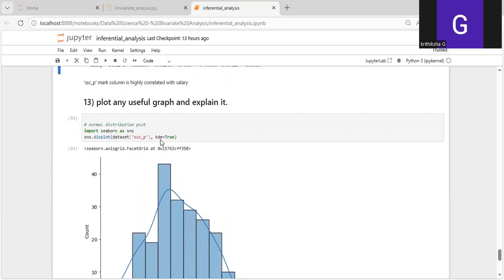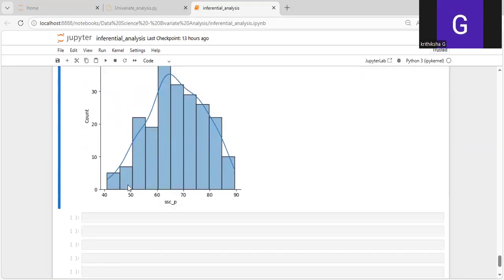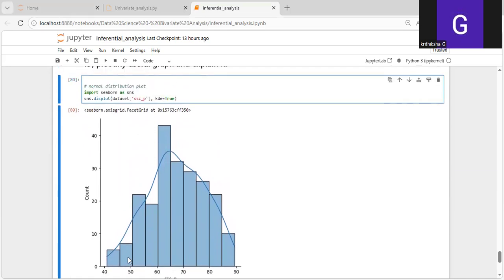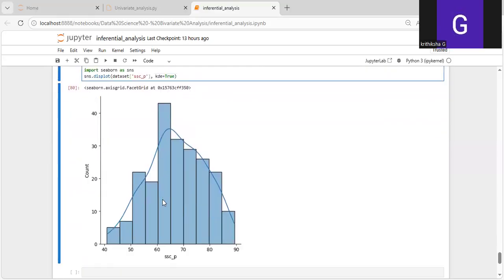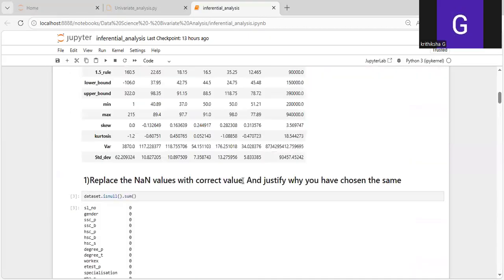Next, I have plotted the distribution plot for SSLC percentage. How is the distribution? It is a normal distribution. How can we say it is a normal distribution? A minimum number of students were taken with 40 to 50 marks, and the top marks scored, 80 to 90, are also minimum, and most of the students fall in the normal range, 50 to 80. This kind of distribution we call a normal distribution. So this is my inferential analysis for the placement data set.